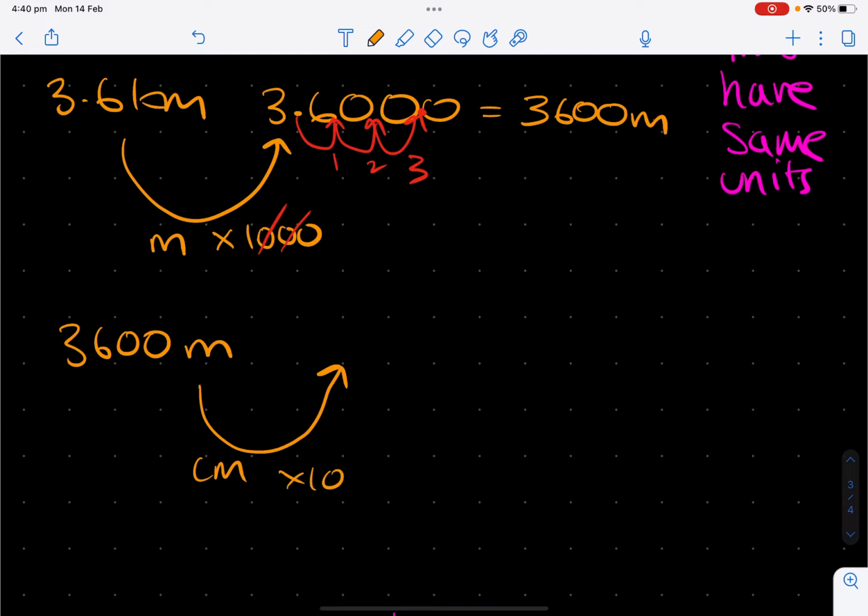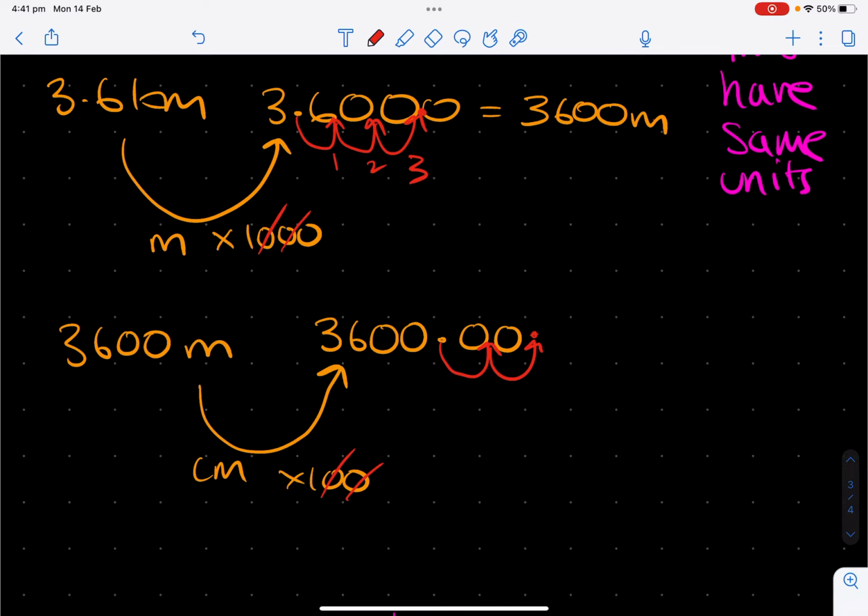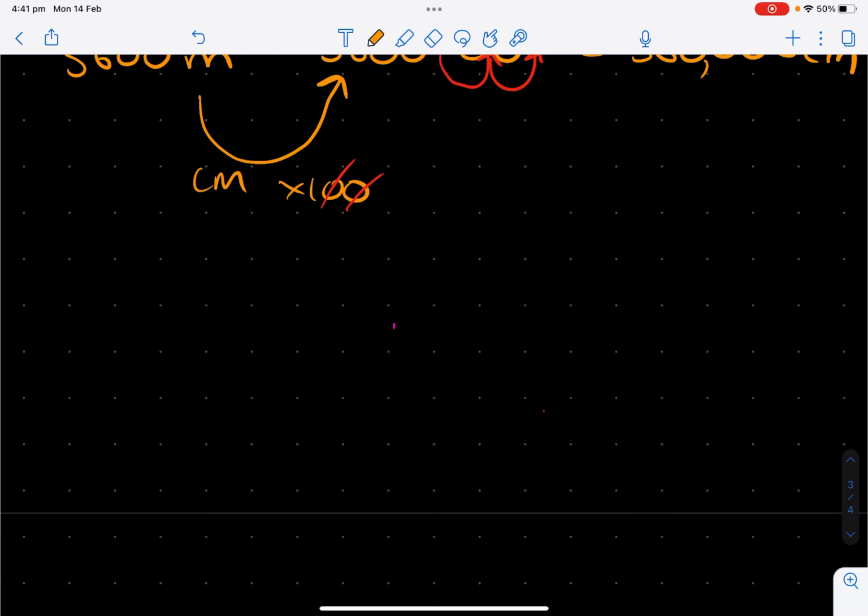We now want to convert 3,600 meters into centimeters. We need to multiply that by 100. I'm going to do the exact same thing: draw some zeros on the end and move the decimal place. So 1 place, cross it out, 2 places, and that's where it goes. So we get 360,000 centimeters. We now have our actual length in centimeters, so we can now go ahead and do our equation.